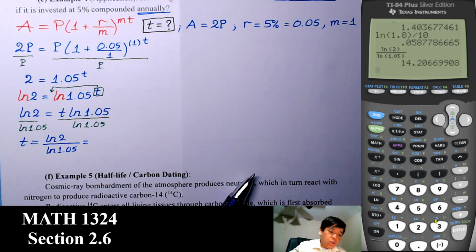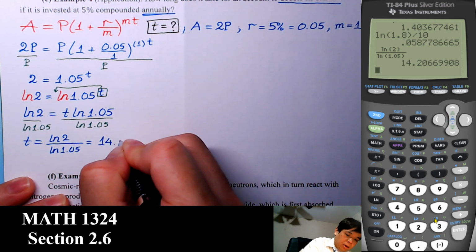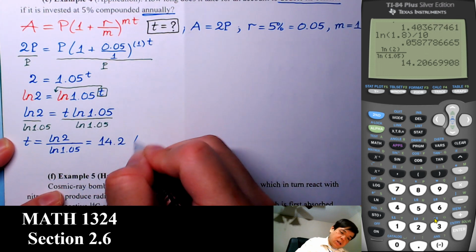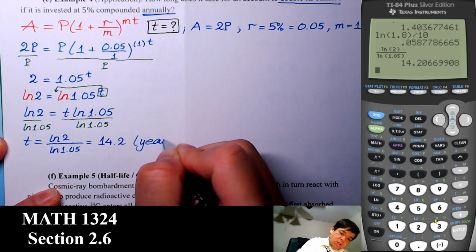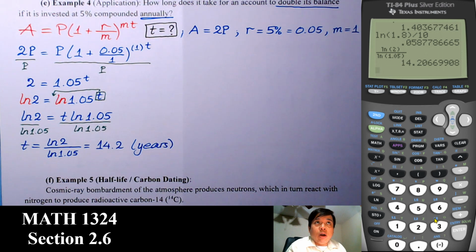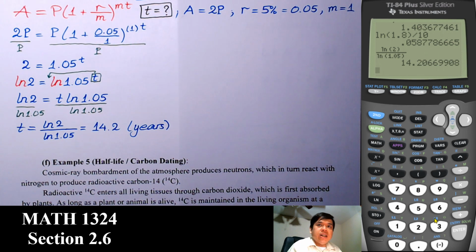We have 14.2. And this is as for time, so that's in terms of years. So how long does it take for an investment to double in value? If it is 5% compounded annually, the answer is 14.2 years. I said we will focus on this in the next chapter as well.